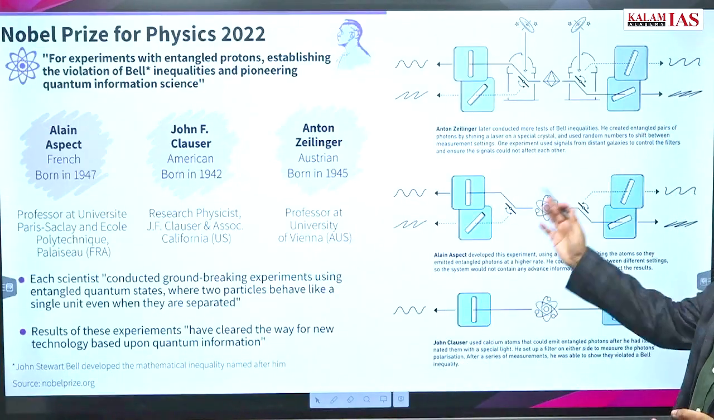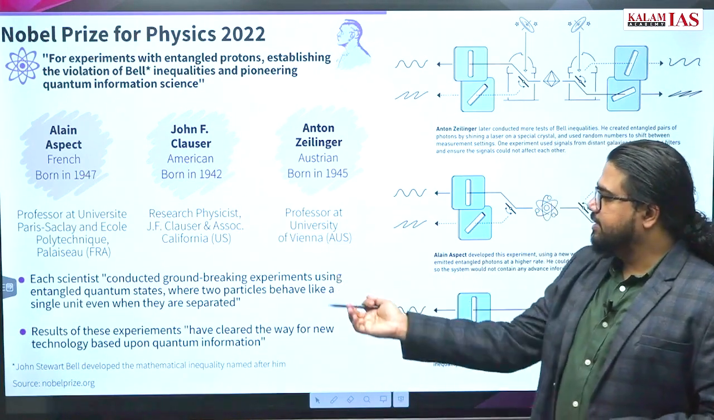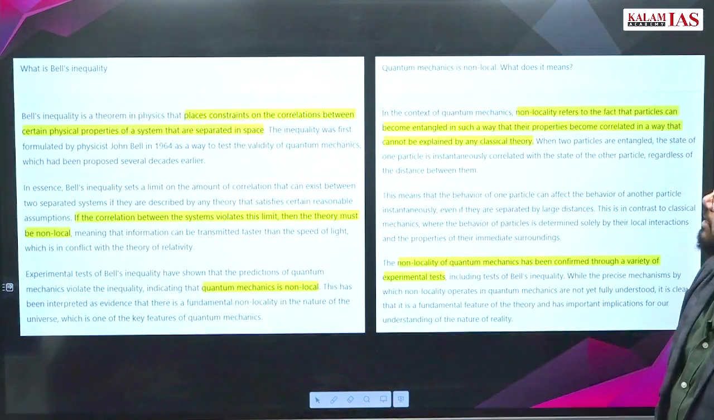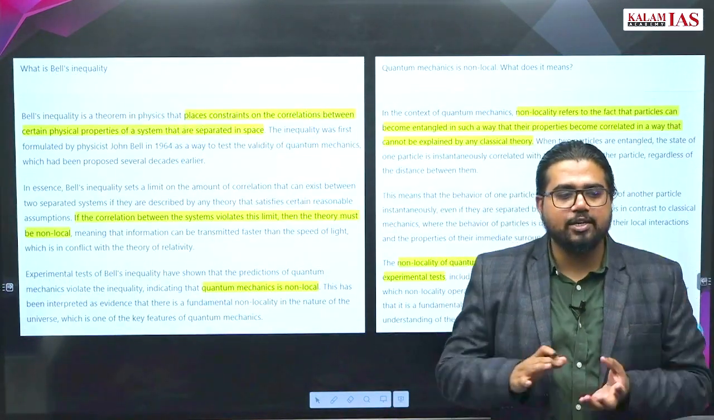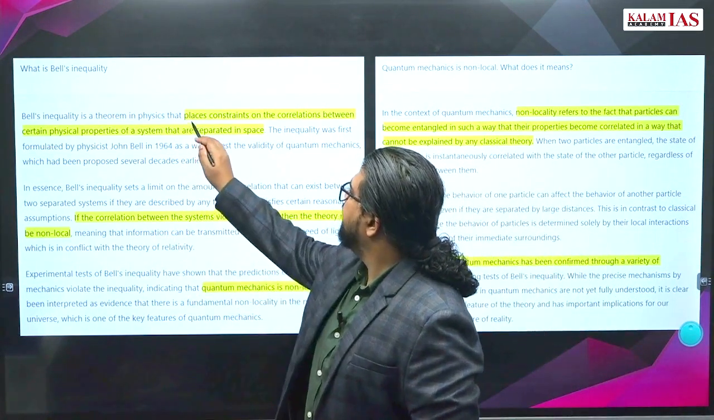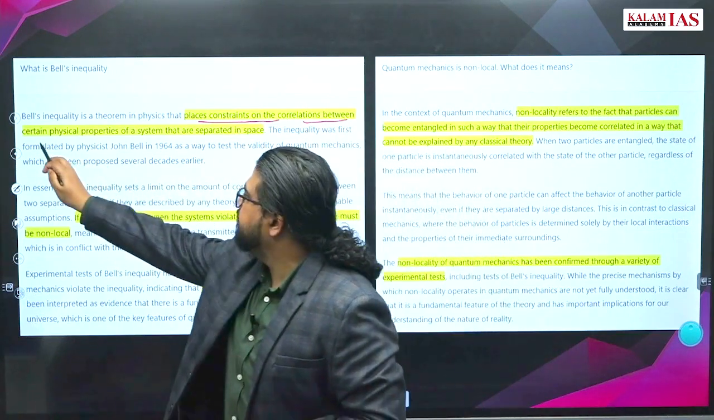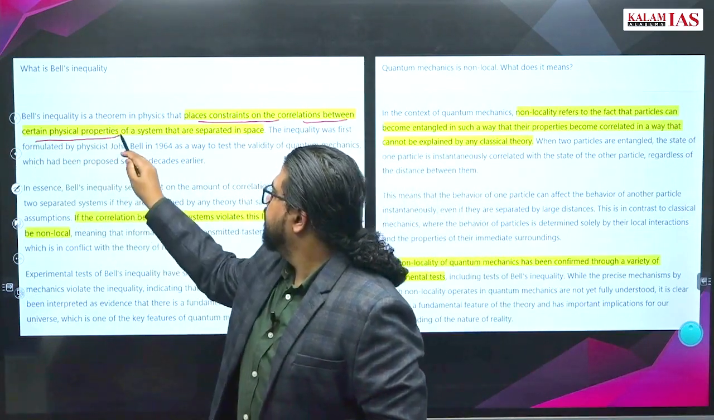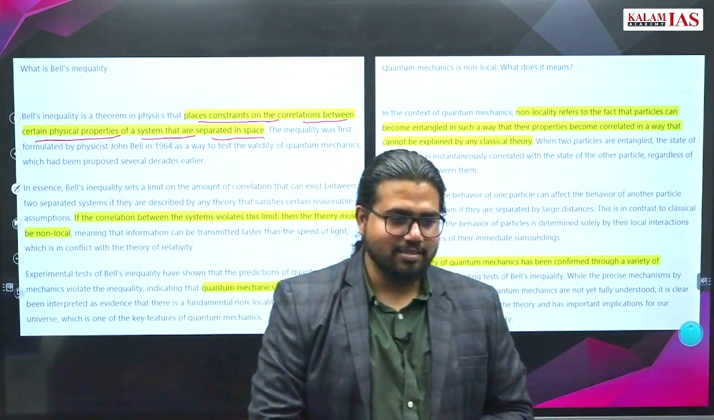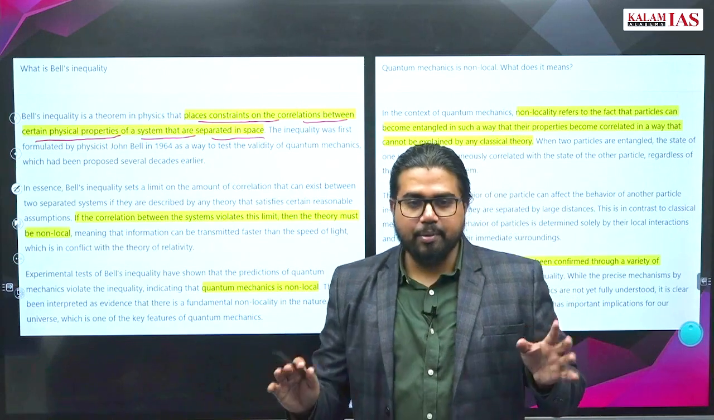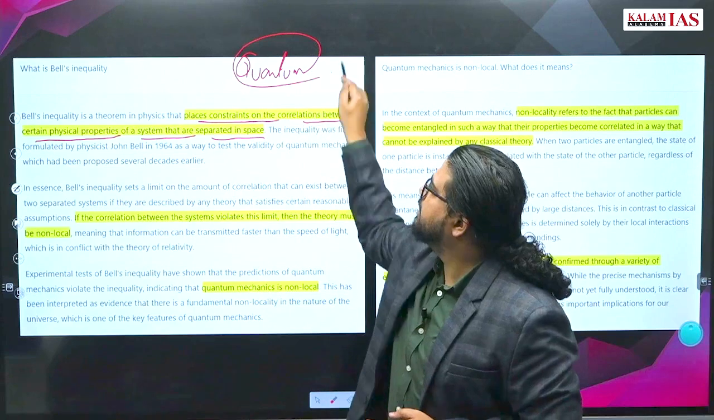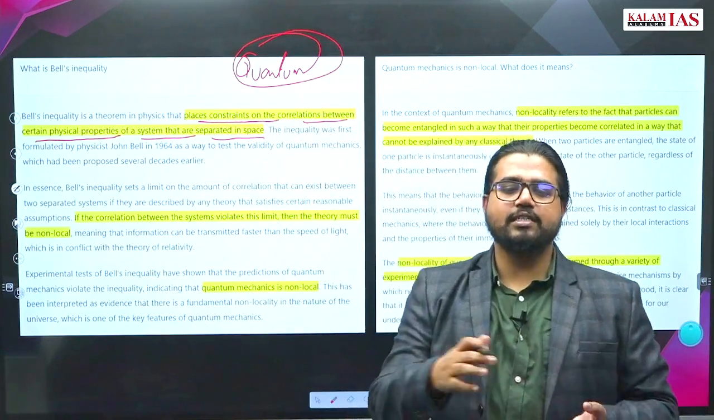So this is more detail on their work. You can read it for more info. We will focus on what is Bell inequality. Bell inequality places constraints on correlations between certain physical properties of a system that are separated in space. Understood anything? Remember the quantum mechanics class or quantum mechanics discussion? What were the concepts we were discussing then?